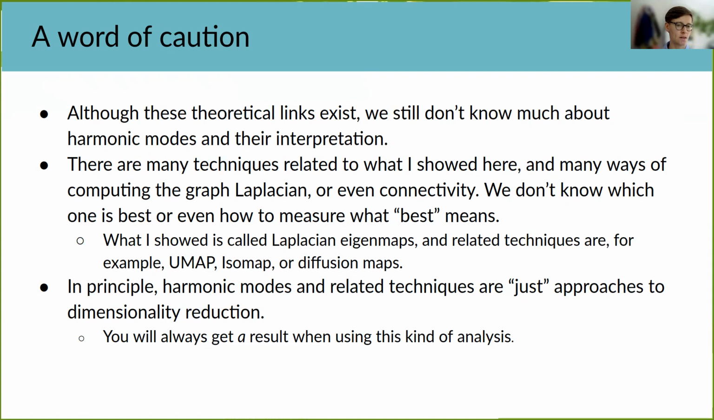So what I showed you, just as a quick information, is called Laplacian eigenmaps, but related techniques are, for example, UMAP, which I stole the example from, and there's also Isomap and diffusion maps. In principle, harmonic modes and related techniques are just approaches to dimensionality reduction. And even though I hope that I have convinced you that they are rather more than that, the thing that you have to be really careful about is that you will always get a result when you're using this kind of analysis. And if you start with a structured graph that has some interesting properties, then you will always get a result that looks kind of nice. So you have to think about how you can validate results.